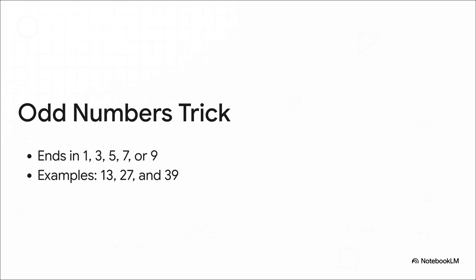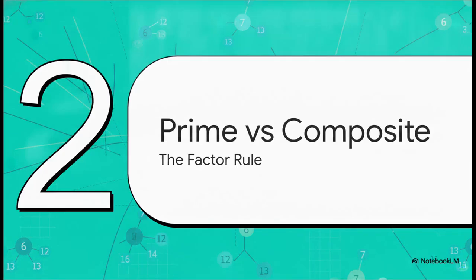And just like before, checking the final digit gives you a foolproof shortcut. If a massive number is sitting in front of you on a page, just check the end. If it ends in 1, 3, 5, 7, or 9, you've spotted an odd number immediately, whether that's 13, 27, or 39. Moving on to section 2, prime versus composite numbers, the factor rule.